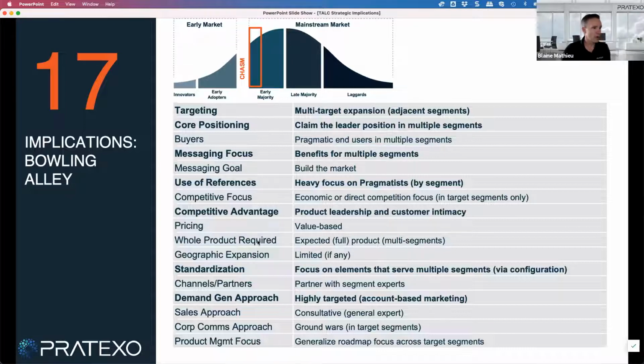So it says whole product required. As you move from the left to the right, companies on the left in the earlier markets are totally fine to have just one piece of the puzzle, just one technology component. But as you get toward the right, they need everything. They need it all bundled or packaged together. They don't want to be assembling any parts of the solution themselves.